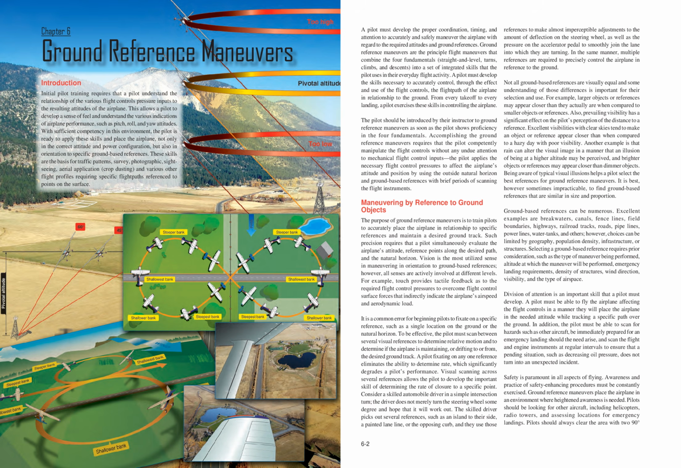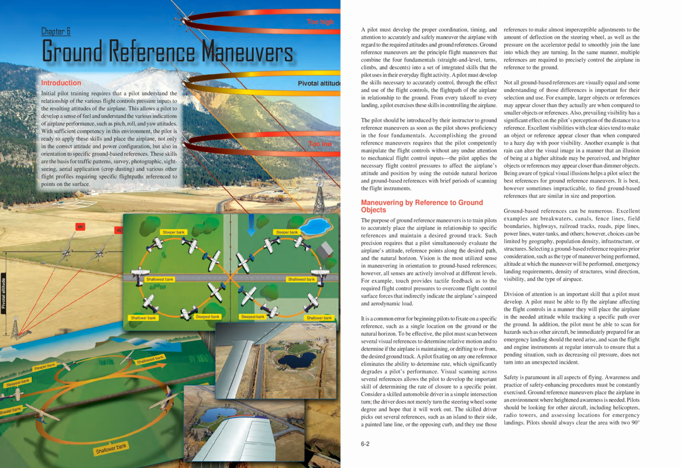Not all ground-based references are visually equal, and some understanding of those differences is important for their selection and use. For example, larger objects or references may appear closer than they actually are when compared to smaller objects or references. Also, prevailing visibility has a significant effect on the pilot's perception of the distance to a reference. Excellent visibilities with clear skies tend to make an object or reference appear closer than when compared to a hazy day with poor visibility. Another example is that rain can alter the visual image in a manner that an illusion of being at a higher altitude may be perceived, and brighter objects or references may appear closer than dimmer objects. Being aware of typical visual illusions helps a pilot select the best references for ground reference maneuvers.